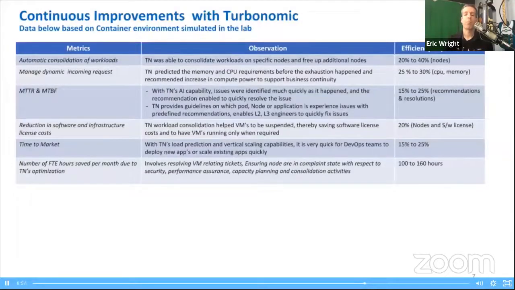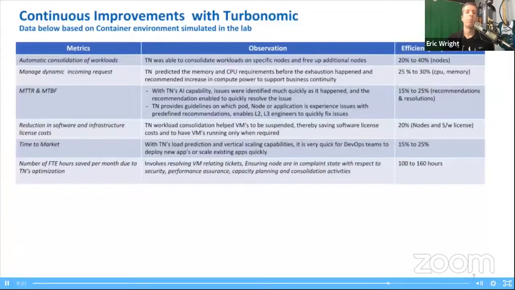And the fourth one was the reduction in software and infrastructure license cost. We observed close to 20% efficiency. The reason I say that is, let's imagine a situation where I'm running around 10 nodes, and because of the Turbonomic recommendation, I'm able to shut down at least 2 nodes. I'm going to save on the VM cost, the node cost, and a whole lot of other software that runs on top of that node. So that's how I would call it an efficiency in software and infrastructure licensing.